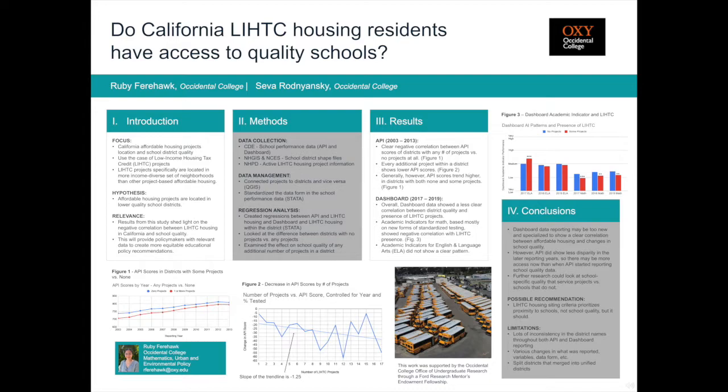We began by hypothesizing that affordable housing projects were located in lower quality school districts. We hoped that results from this study would shed light on the negative correlation we were hypothesizing and provide policymakers with relevant data to draft more equitable educational policy recommendations.